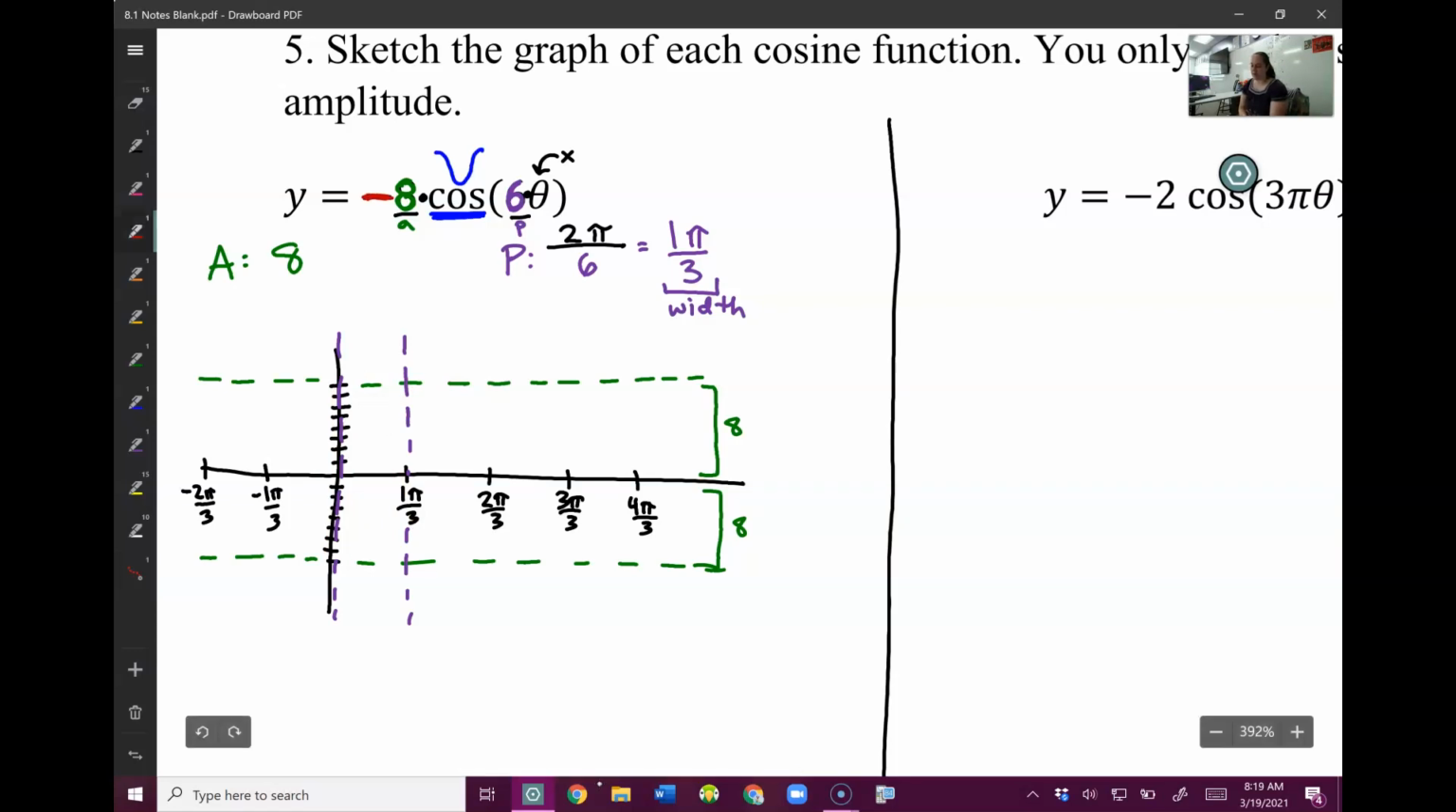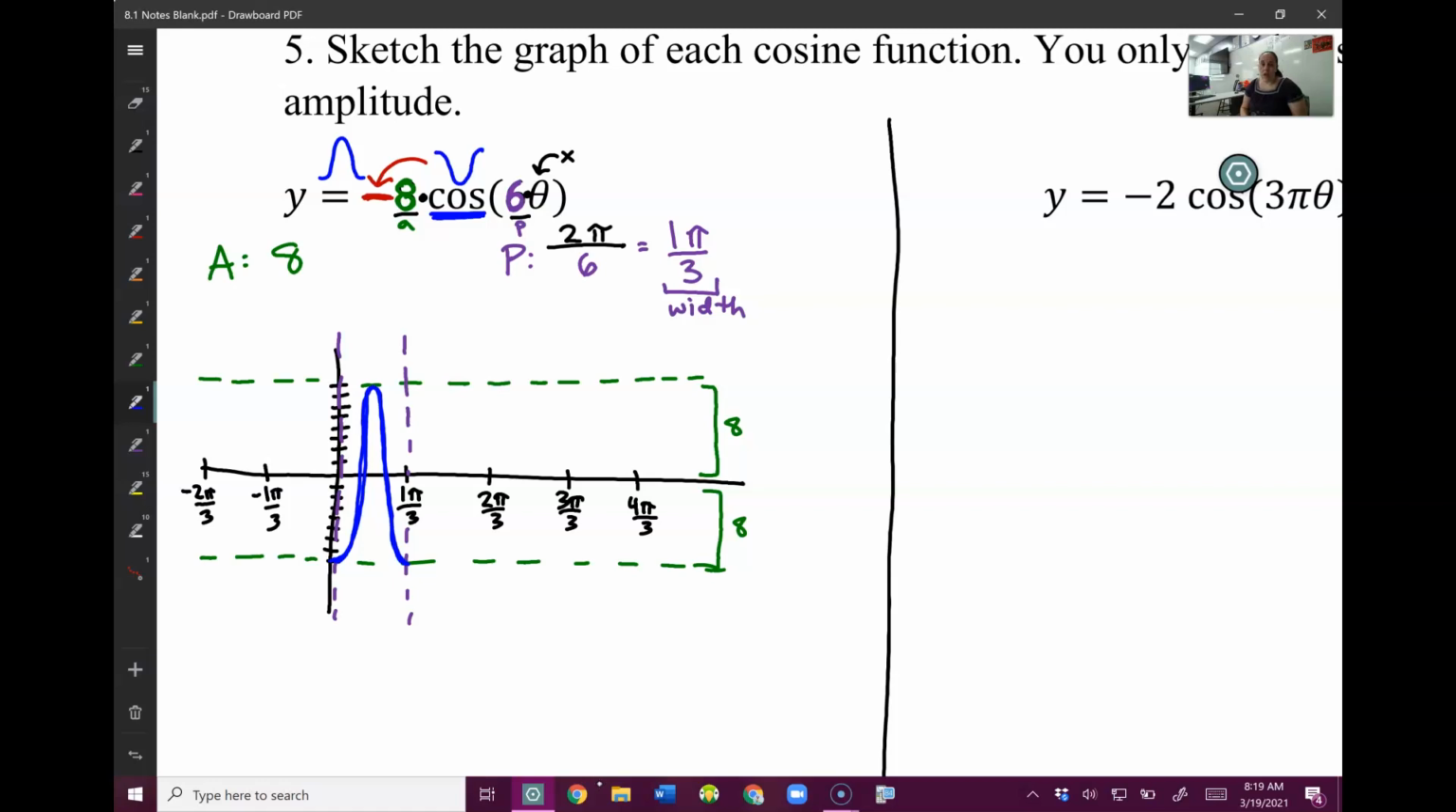Now let's talk about this negative. That negative comes last. All that negative means is I'm going to take this curve and I'm going to flip it. So instead of going top, bottom, top, I'm going to go bottom, top, bottom. And that's the shape I'm going to fit in this box. So bottom, up to the top, down to the bottom. I fit that shape to my box. And that is one wave of our cosine graph.